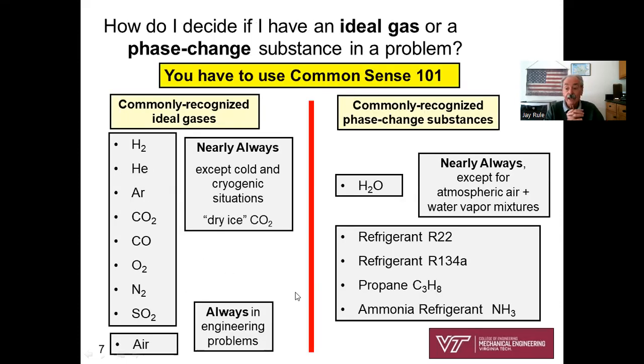Now, it's very common and reasonable that a student will say, I'm reading a problem and all I see is a word. I don't see in the problem, use an ideal gas or use a phase change substance. How do you determine what to use? Do I use an ideal gas model, or do I need to use property tables for phase change substances? Well, here's a little guidance. You have to use Common Sense 101. That's what I call it.